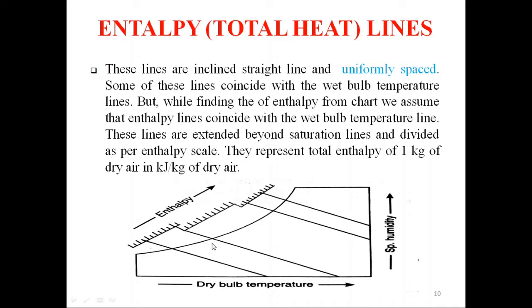So if you extend the wet bulb temperature line beyond the saturation curve, you will get the value of enthalpy. These lines are extended beyond the saturation line and divided as per the enthalpy scale. So this is the enthalpy scale. They represent total enthalpy of 1 kg of dry air in kilojoules per kg of dry air.